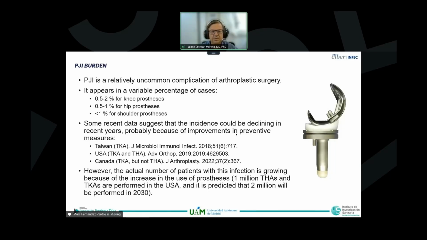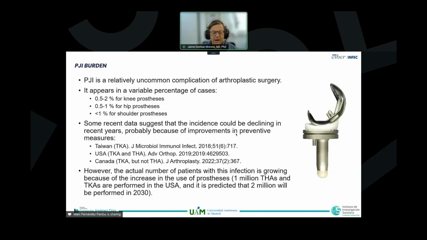Despite its importance, prosthetic joint infections are a relatively uncommon complication of arthroplastic surgery. It appears in a variable percentage of cases depending on the institution, but in general, we can have 0.5 to 2% incidence for knee prosthesis, a lower incidence for hip prosthesis, and less than 1% for shoulder prosthesis. Data from other prostheses are lacking in the literature, probably because of the low number of cases. During the last years, there are data that suggest that the incidence could be declining, probably because of the improvement of preventive measures.